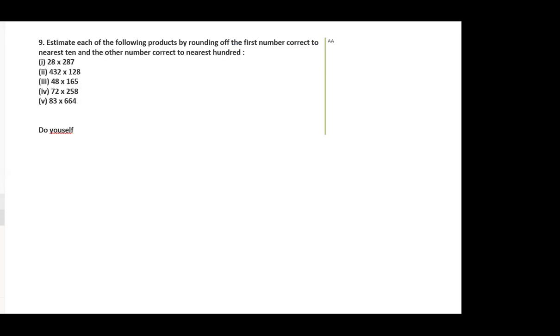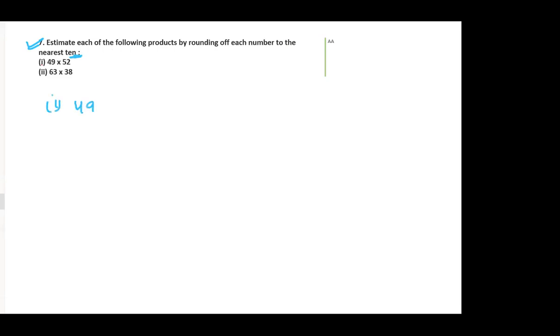Question number 7. Estimate each of the following products by rounding off each number to the nearest 10. So you have to first round off the numbers to the nearest 10. Then you will have to multiply. So round off 49 to the nearest 10, you will get, since 9 is more than 5, you will add 1 here. So 4 plus 1 is 5. 50 you will get. And 52, if you will round off 52, again you'll get 50. Then multiply 50 by 50, you will get 5 5s are 25 and 00 as it is. Clear, students, or not?